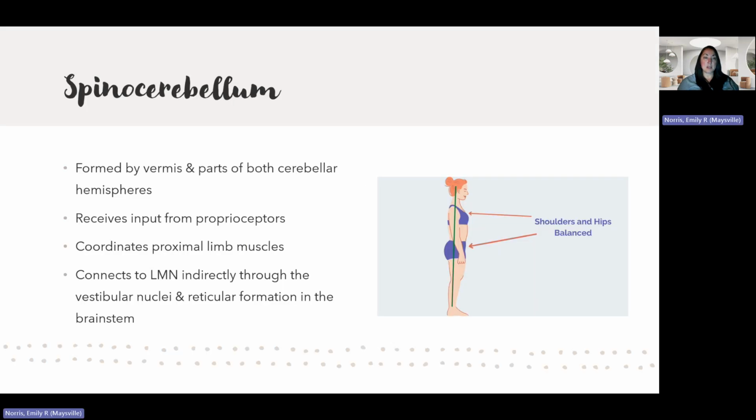The spinocerebellum is formed by the vermis, parts of the cerebellar hemisphere. It receives input from your proprioceptors and helps coordinate those proximal limb movements, connects the lower motor neurons indirectly through the vestibular nucleus, the reticular formation, and the brain. It also has connections to the primary motor cortex.